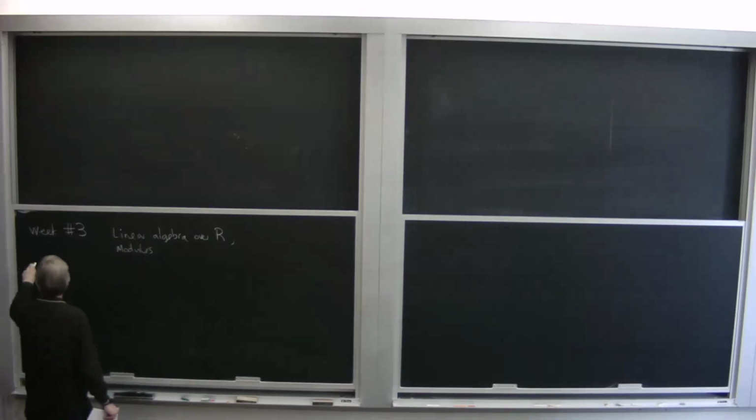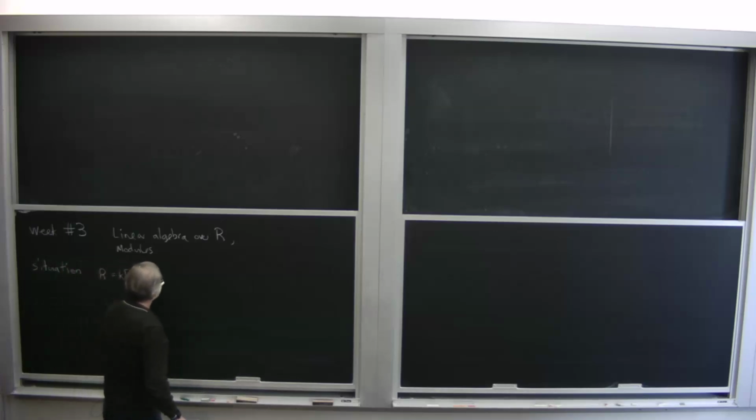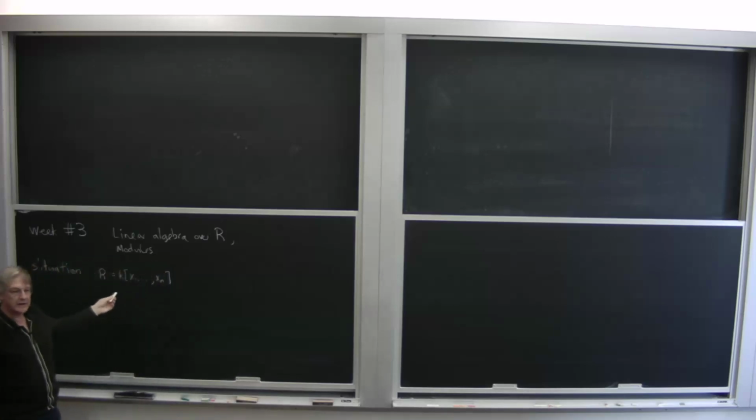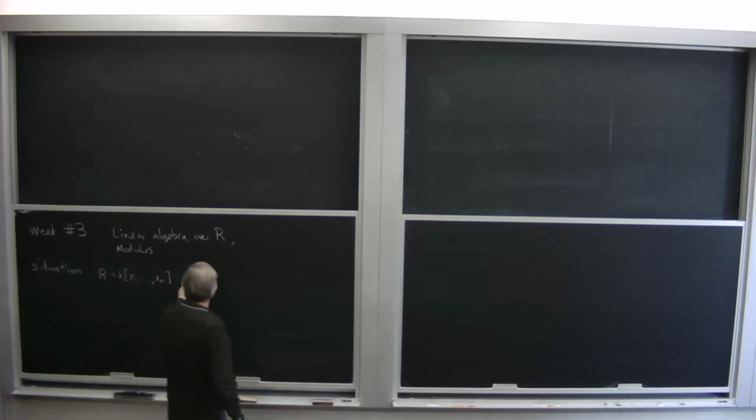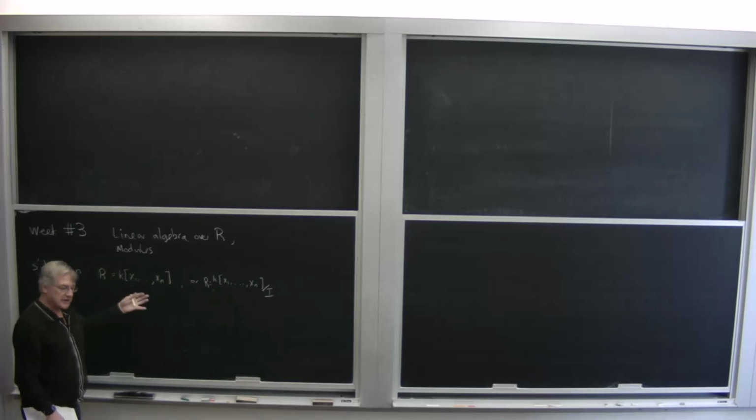And so the situation is that R is going to equal K[x1, ..., xn], possibly thinking of it as a graded ring, or maybe a quotient of that, K[x1, ..., xn] modulo some ideal. So R could equal this too. Okay, so these are 2 options. These are the ones that Macaulay 2 and other systems really hit.